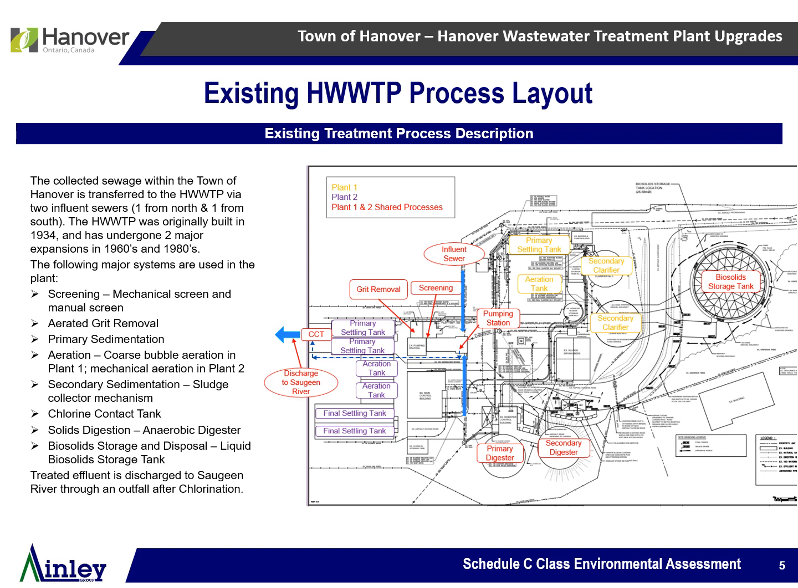Plant 1 and Plant 2 share a common influent sewer, pumping station, screening facilities, grit removal system, chlorine contact tank, anaerobic sludge digestion, and biosolids storage tank. The treated effluent from the process is discharged to the Saugeen River.